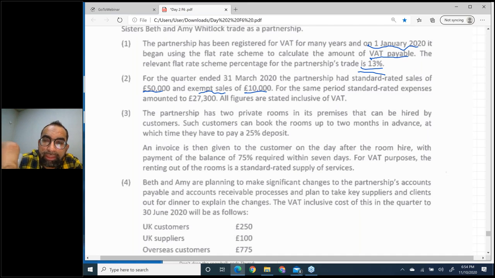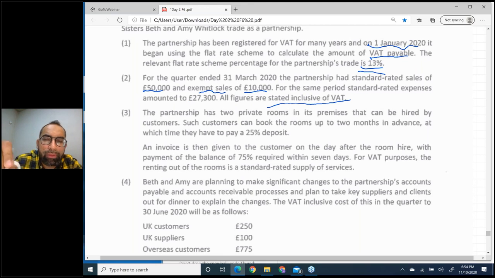For the same period, standard rated expenses amounted to 27,300. All figures, thank God, are stated inclusive of VAT. This is an easy thing, so we don't need to work any extra thing. Otherwise, sometimes they give you exclusive numbers, but for flat rate scheme, you have to use inclusive numbers in the flat rate formula.